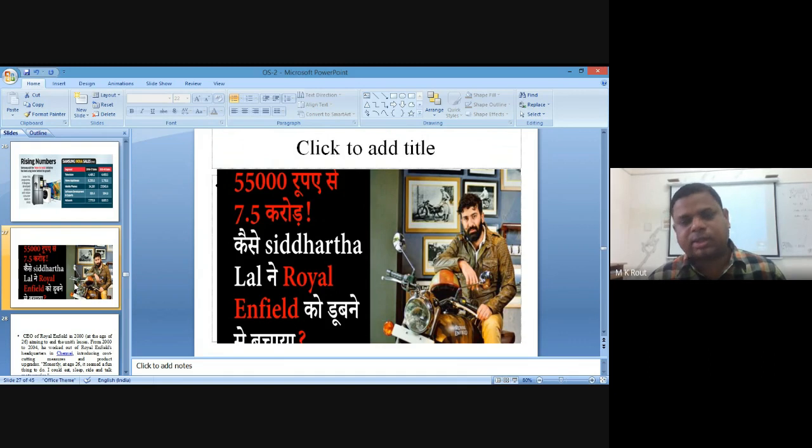So just think about this particular company. It is a multinational company tied up with Eicher Motors. So all the Royal Enfield made in India is under the flagship of Eicher Motors. And he's the CEO of your Royal Enfield. His name is Siddharth Lal. Clear? Basically, he's a management graduate, and his strategy is known as turnaround strategy. I will show that particular slide.